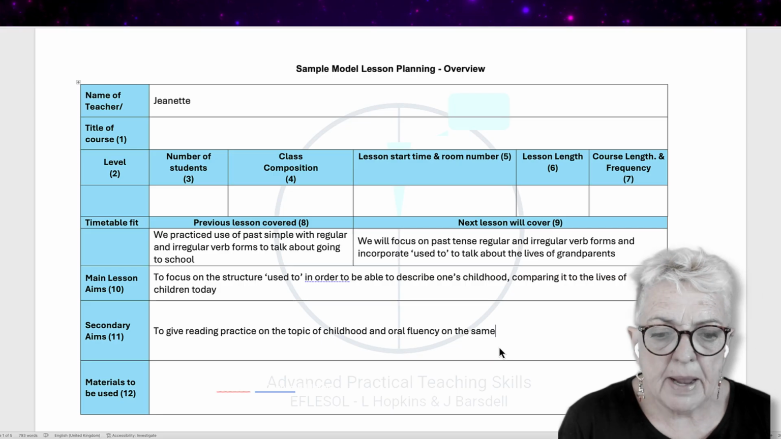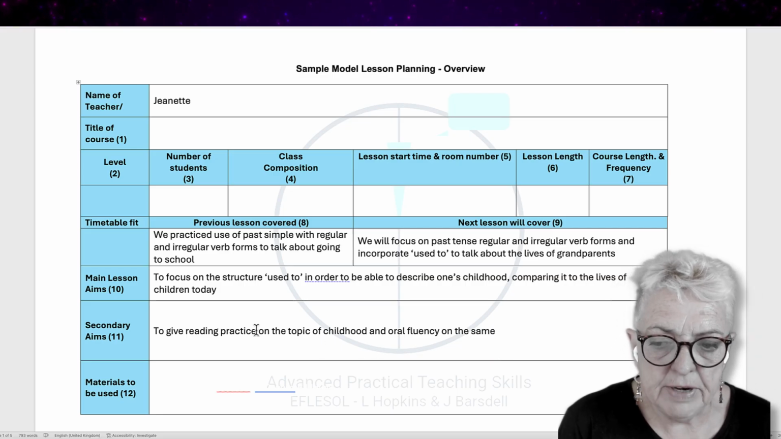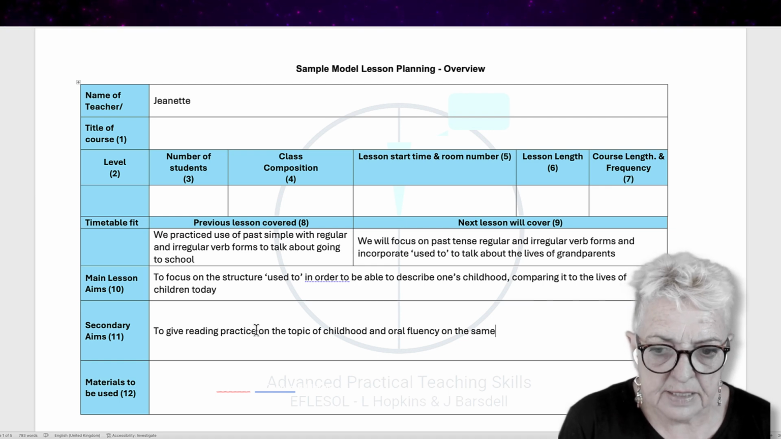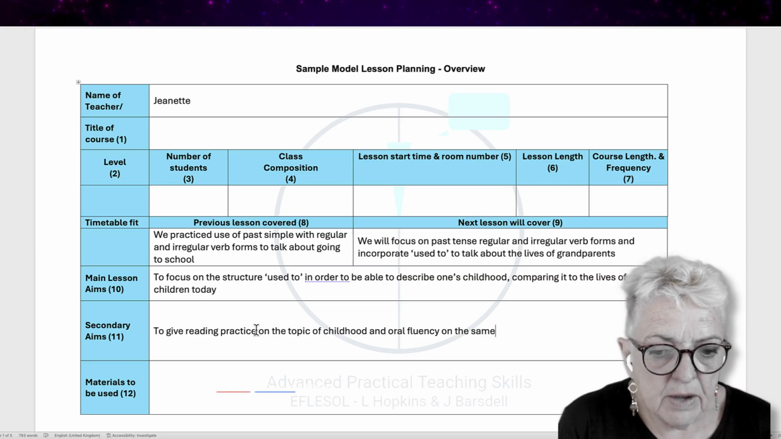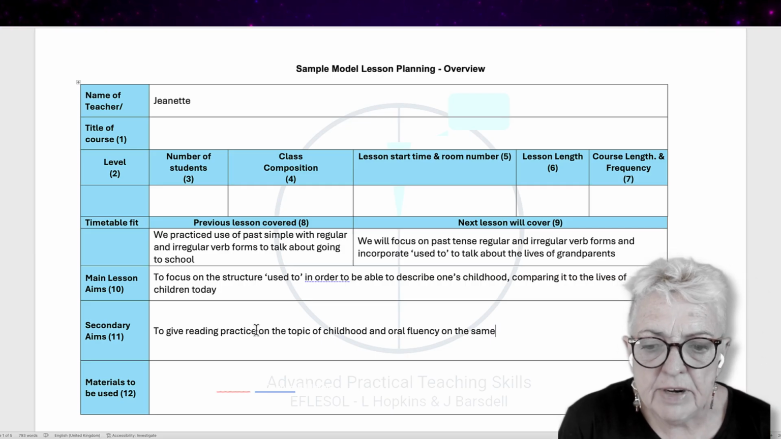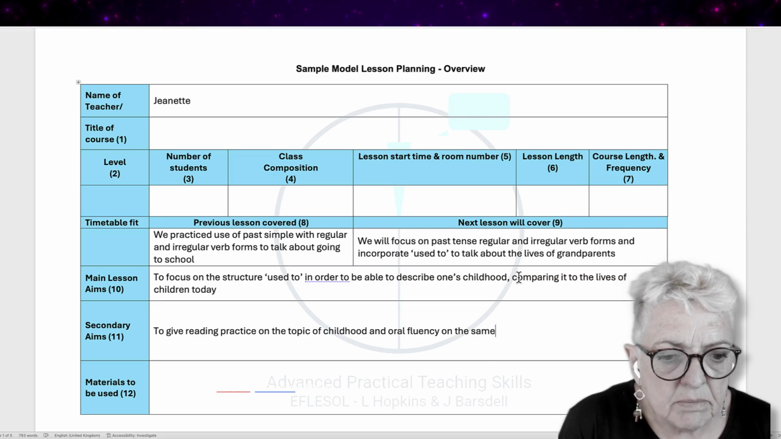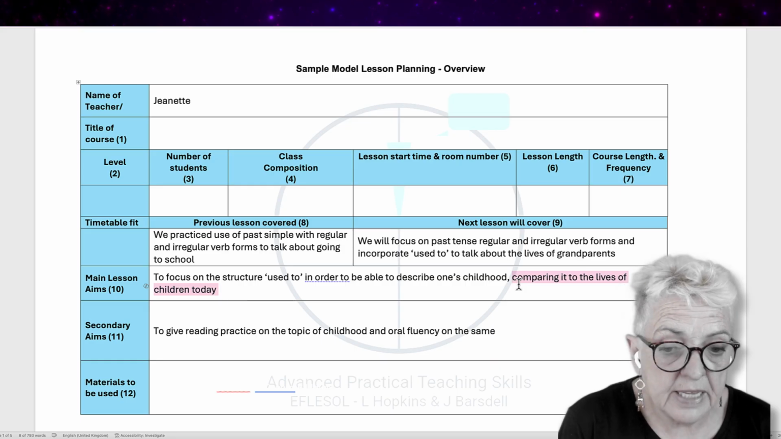So I would expect to find the language I'm used to embedded into the reading. So this lesson is very likely to start with a reading practice. We'll understand the reading, we'll understand that it's about childhood and the past, and that reading will provide a model for the outcome, the task that students will do at the end.